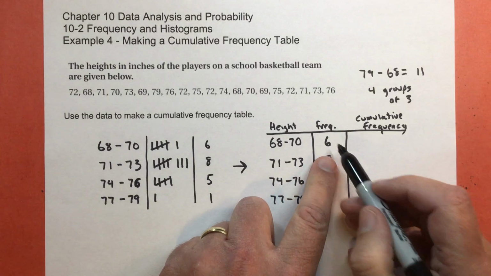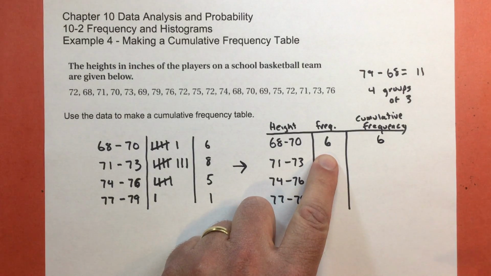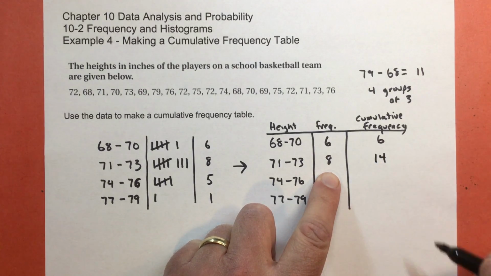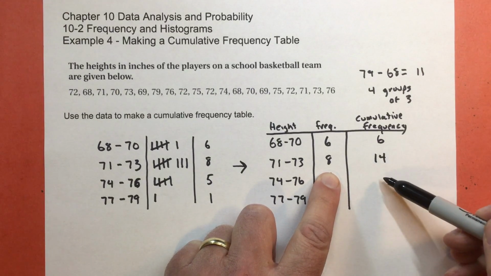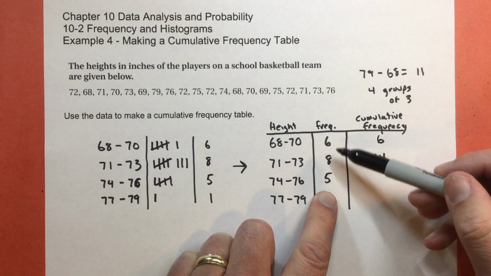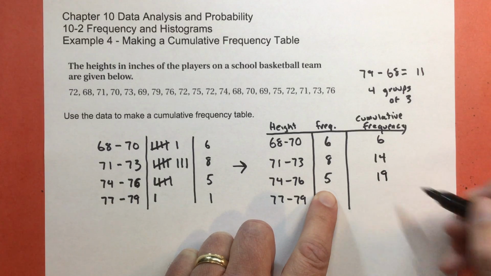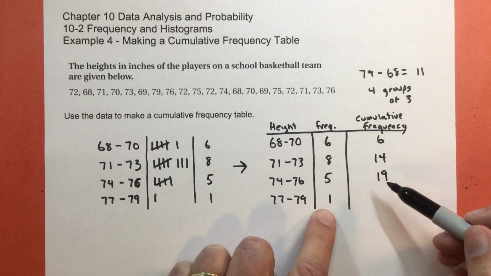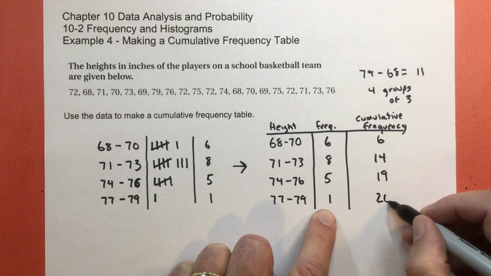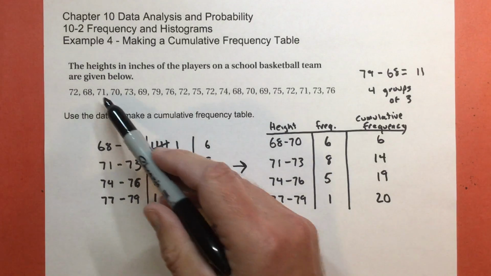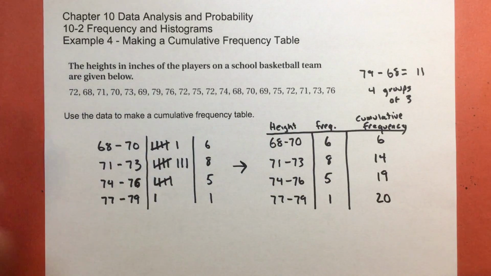So my cumulative frequency, my first number is going to be 6. My second number is going to be 6 plus 8, which gives me 14. I add as I go. My third cumulative frequency, I'm going to add all of these. I already know 6 plus 8 is 14, so 14 plus 5 is 19. And finally, 19 plus 1 is 20. And as you saw me count earlier, there are 20 players here. So this represents the total number of data points, which is the number of players.